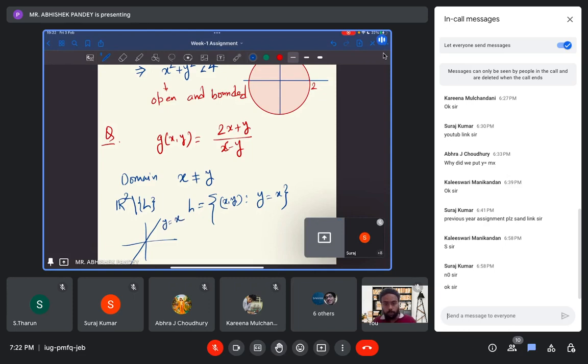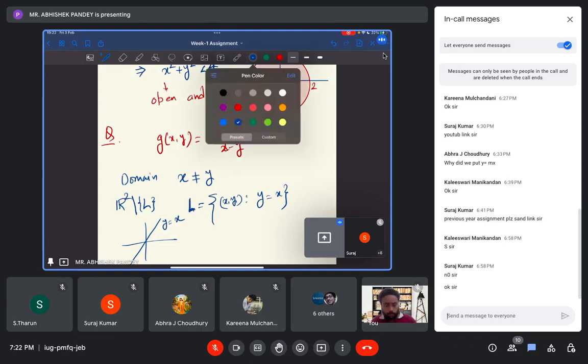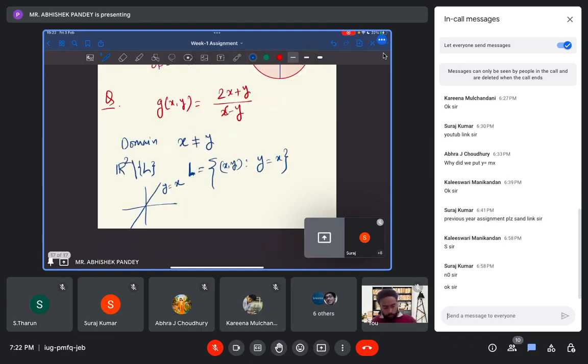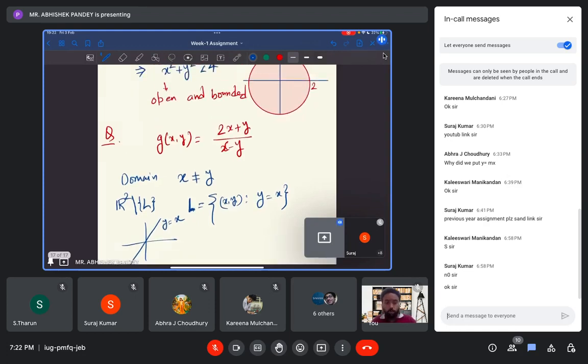Okay, is this open or not? This is open, isn't it? So this line is a closed set. We are removing this from the plane, so basically we are taking the complement of this line. So this has to be open. Okay.